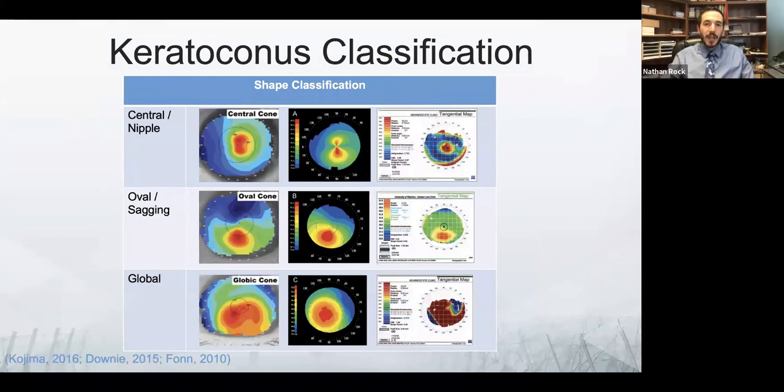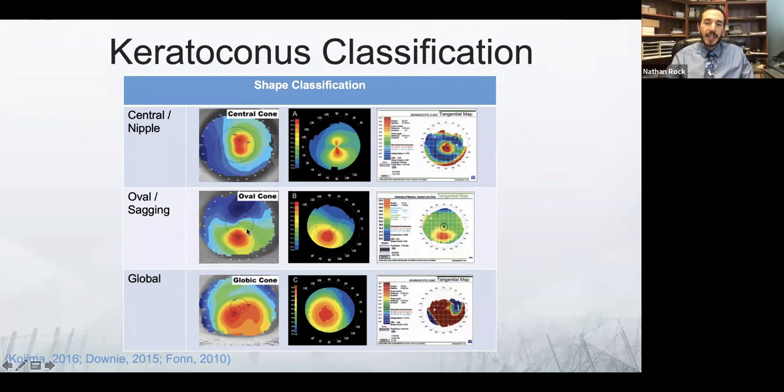Another way of classifying keratoconus is based on the shape of the cone. So there are 3 shapes that are often described: the central cone, which is often called nipple cone, the oval cone, which is sometimes called sagging, and the global. These are representative images from a few different sources, which are listed here at the bottom. The central cone is just showing a steepness right in the center. I personally think 1 and 3 are the most representative, this first one and this one here, but this middle one is described as being right there in the center.